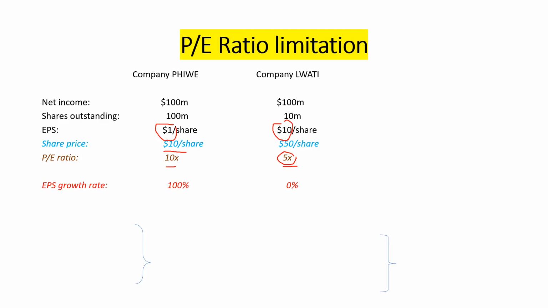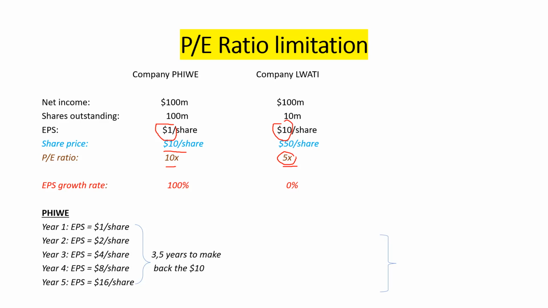Considering this scenario now, which share is cheaper? Is it still Lwati, or is it now company Piwe that has got a cheaper share? You got it right. Because of the earnings growth rate of 100%, company Piwe's share is now cheaper than the share of company Lwati, which is not growing at all. Let me show you why I say this.